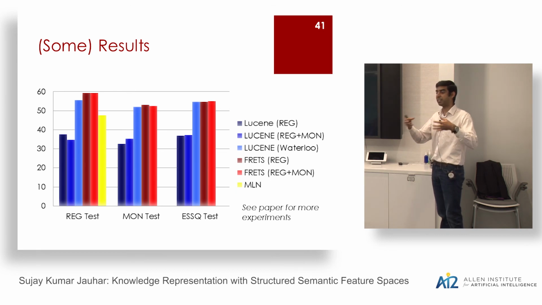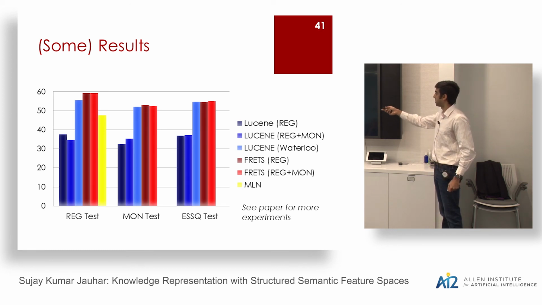So if you take the tables, ignore completely the structure, and treat that as a corpus of sentences, the Lucene baseline does a lot worse than our model. So using structure helps a lot. And even if you fed the Lucene baseline with orders of magnitude more data, which is the Waterloo corpus, it still only performs on par and sometimes slightly worse than our Fretz models.